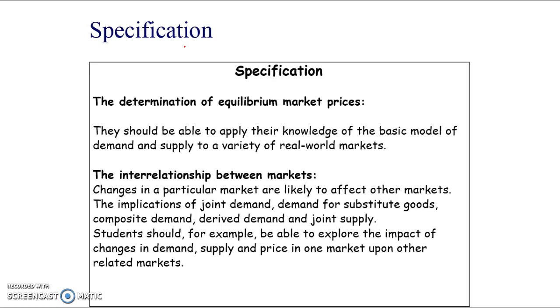So that's quite a complicated presentation there, but what I'd really advise you to do is make sure you learn your definitions of joint demand, substitutes, composite demand, derived demand, joint supply. And think about different scenarios. Think about if demand increases in those markets, what happens to the interrelated market? If demand decreases, if supply increases, if supply decreases, what would happen to the interrelated market? You know, if demand is increasing for beef, what happens to the market for leather?